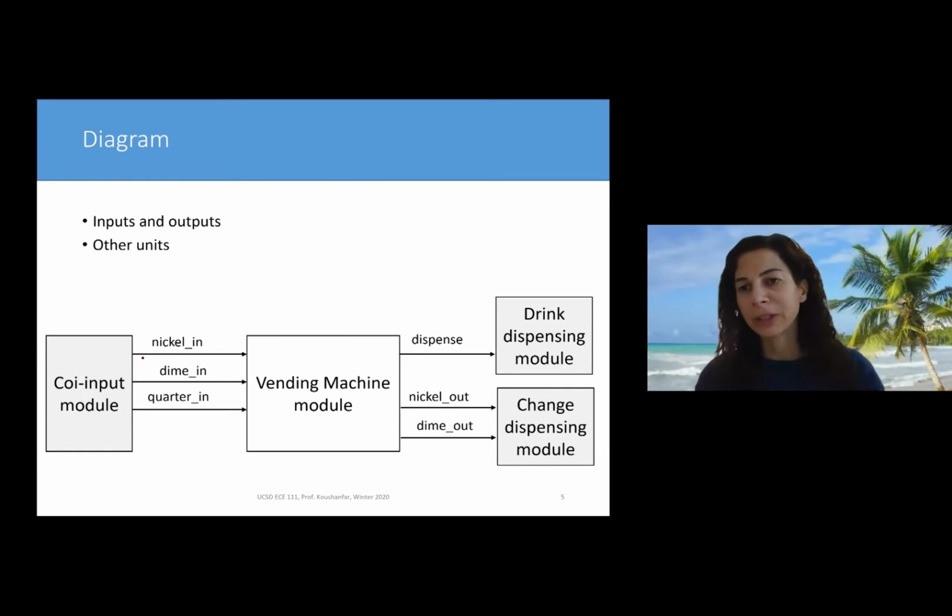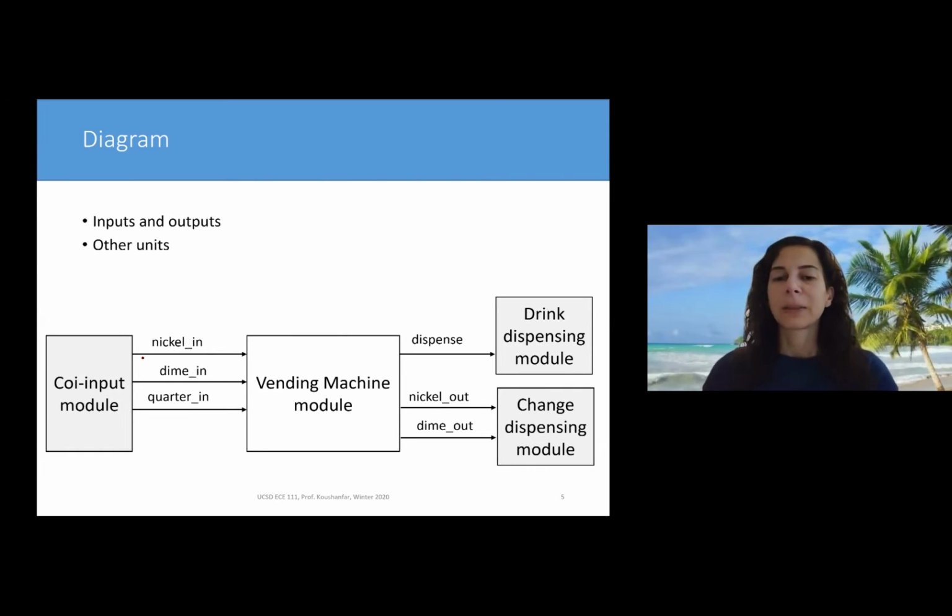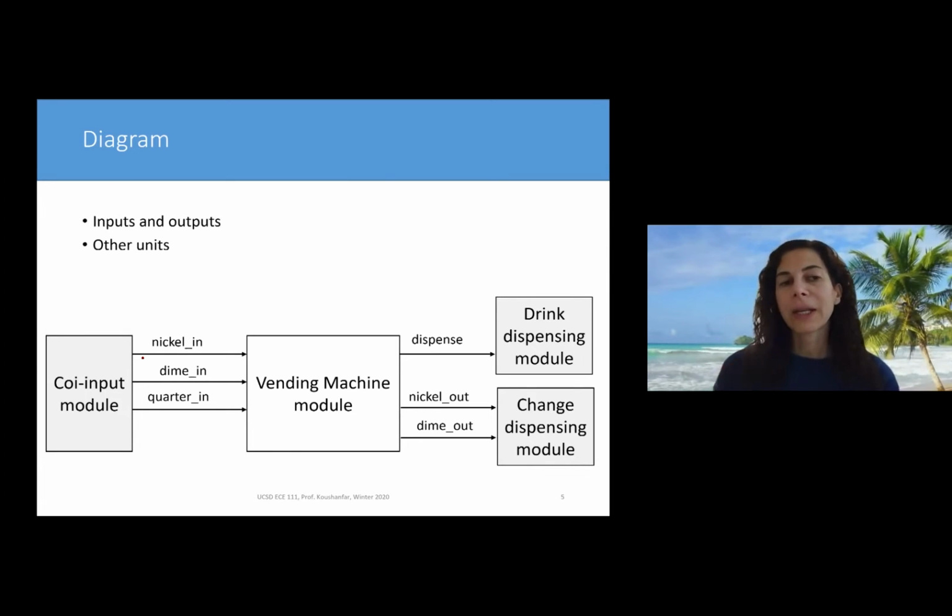If it reaches 35 cents, it's going to dispense a drink. When it's dispensing a drink, we may have a change. It could be a nickel out or a dime out or both. Basically, there's a change dispensing module that dispenses the change. Now, the finite state machine is going to take care of this abstract machine that we just described.